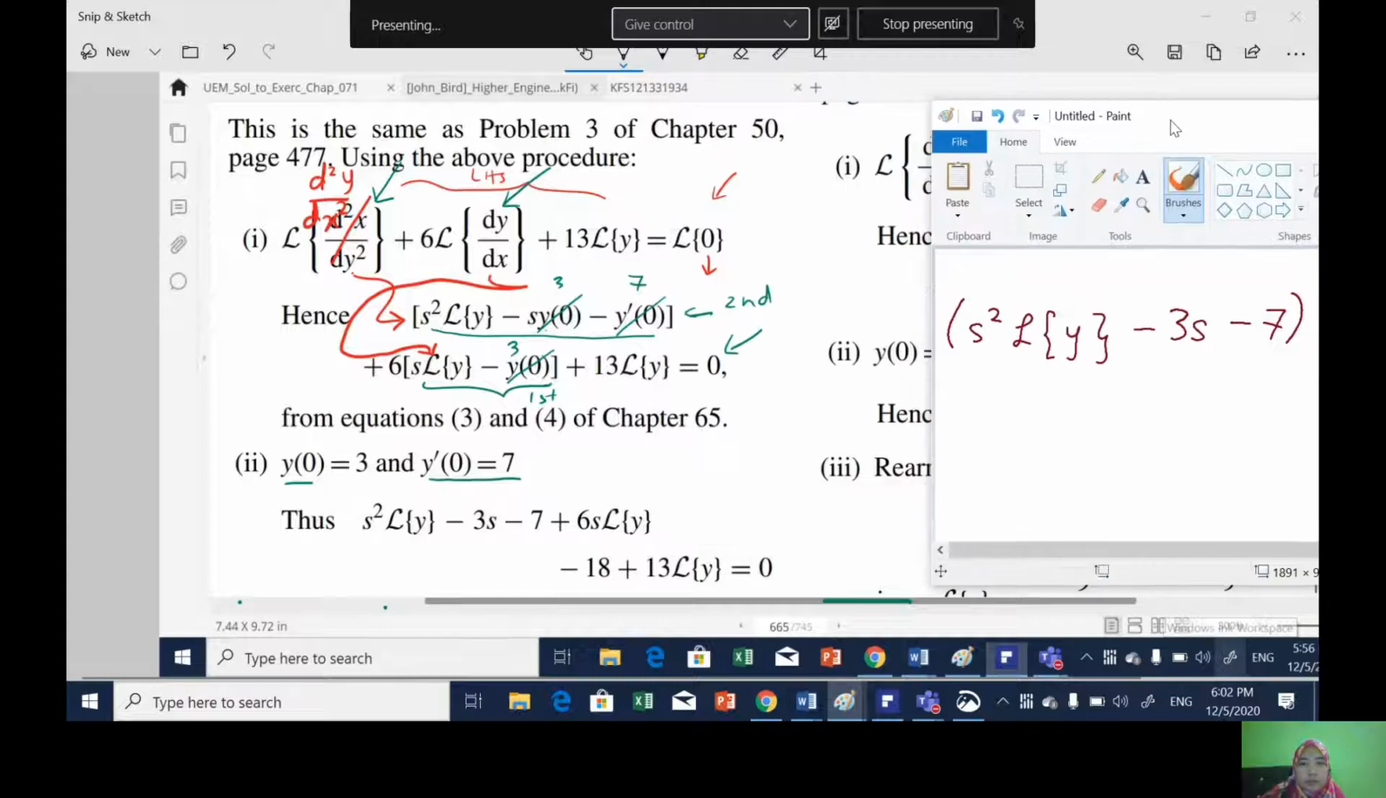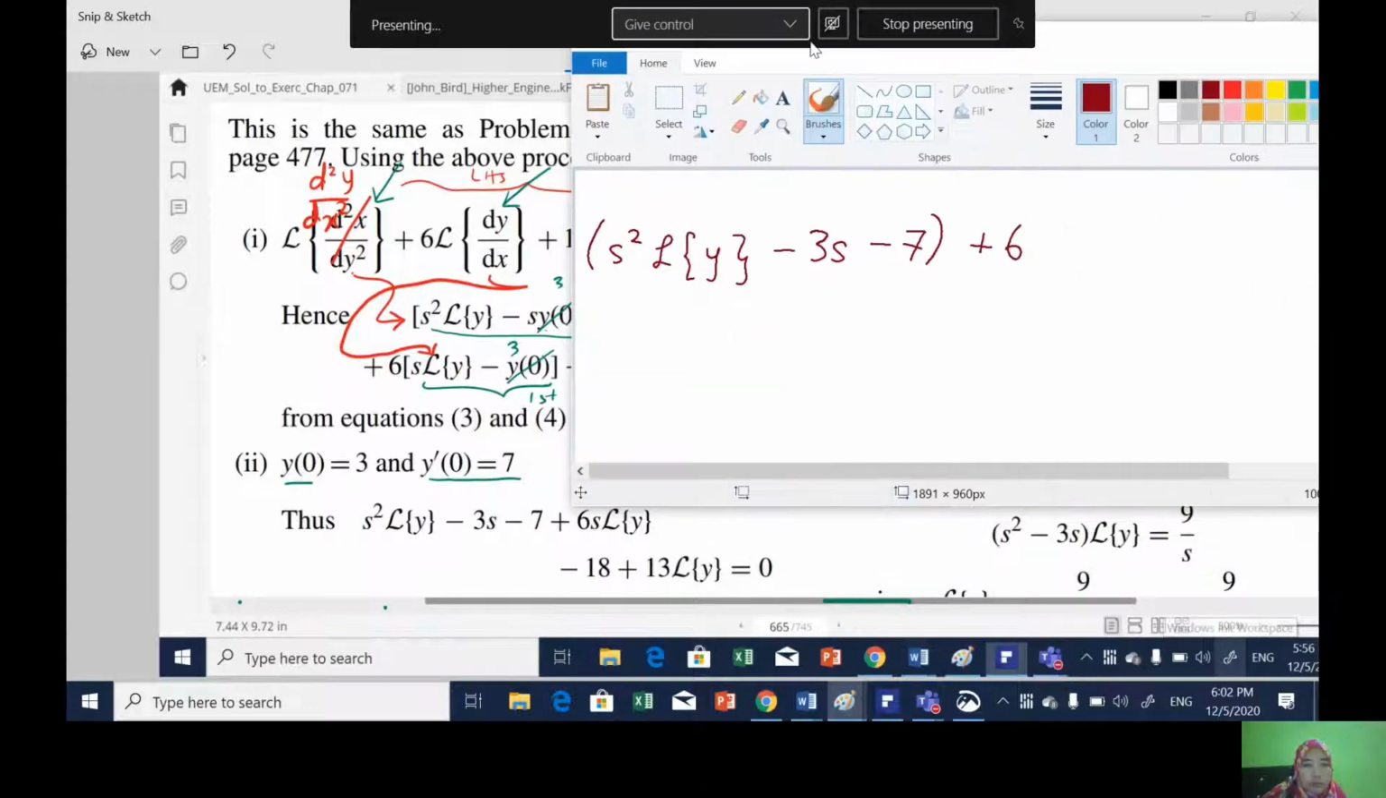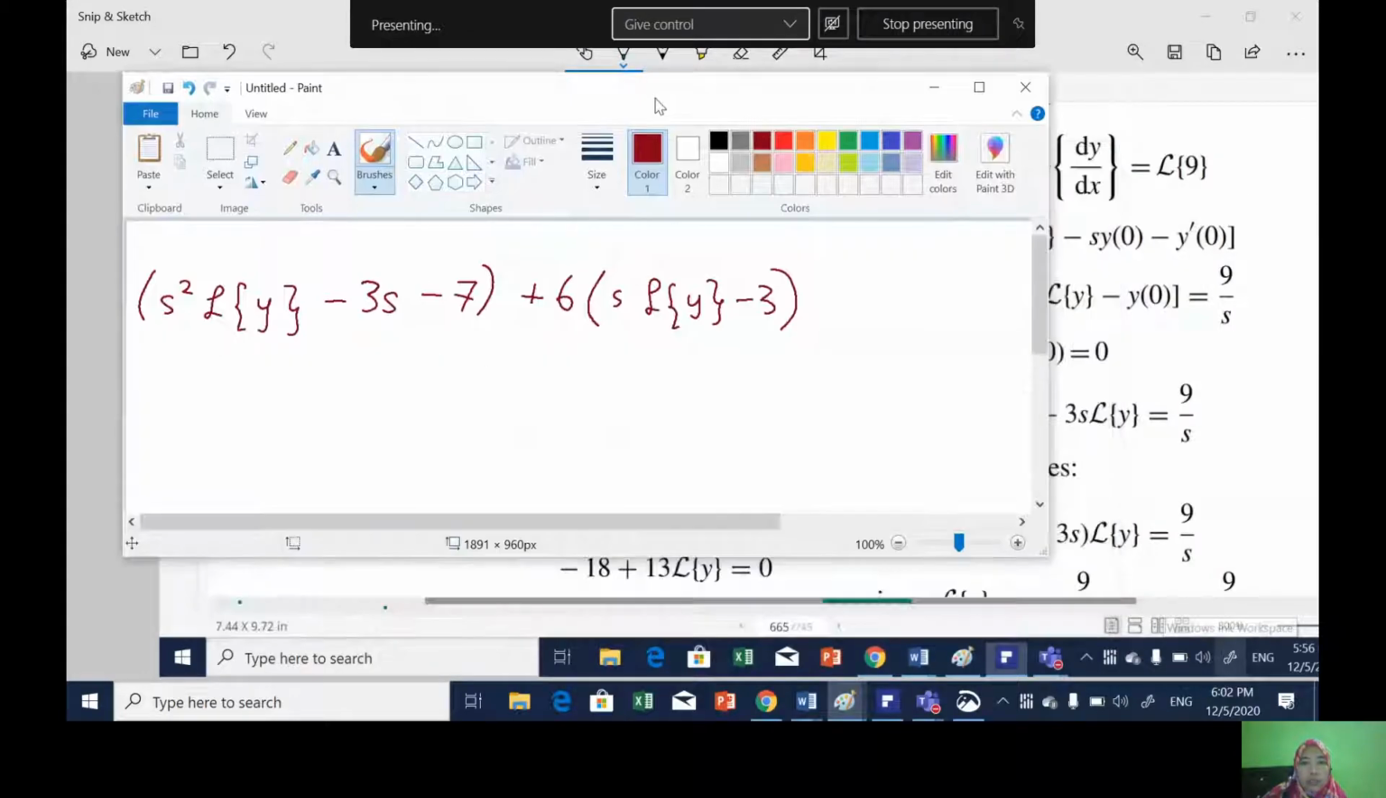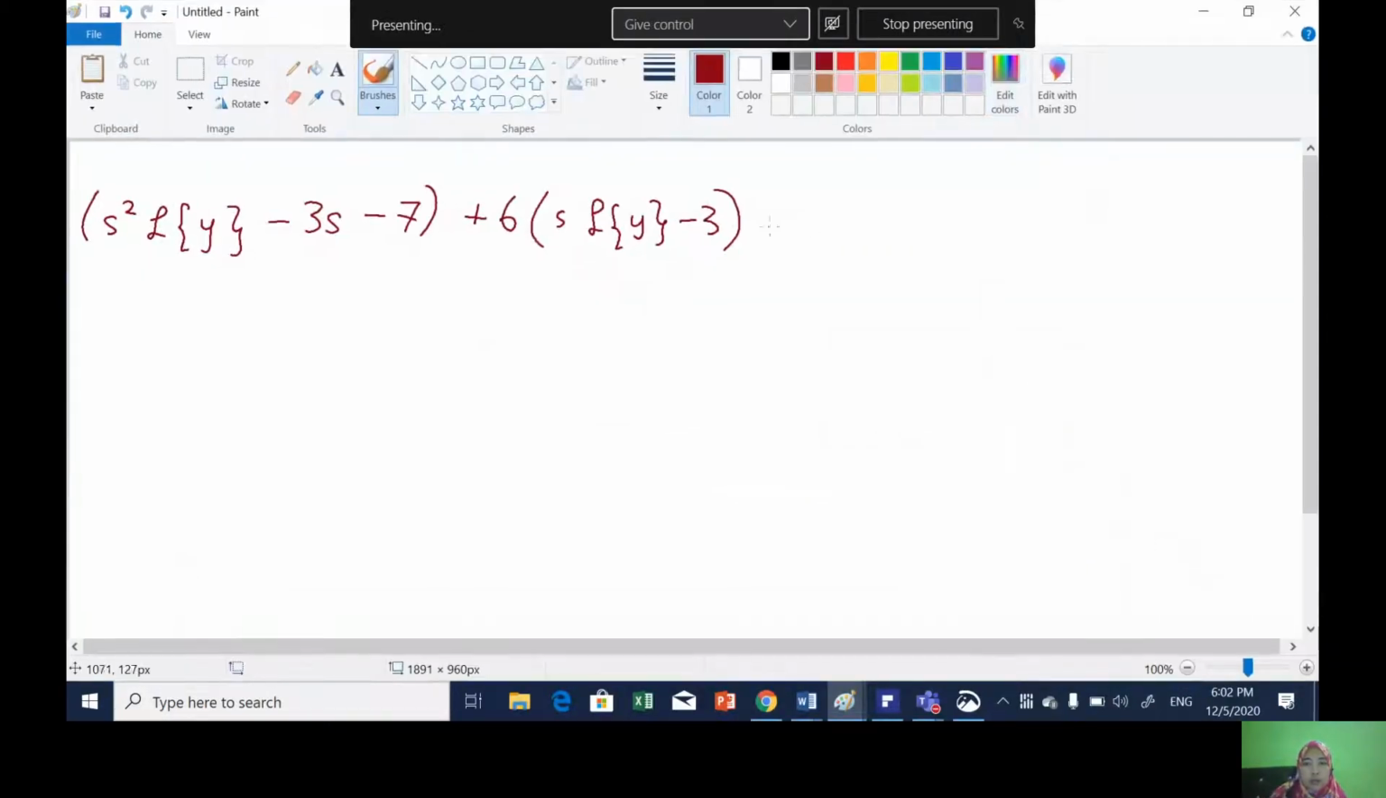So in the bracket will be s L{y}. So here is for the first derivative. Then minus 3. And then we combine with 13 L{y}, plus 13 L{y} equal to 0. So this one is the answer after we find the transform.